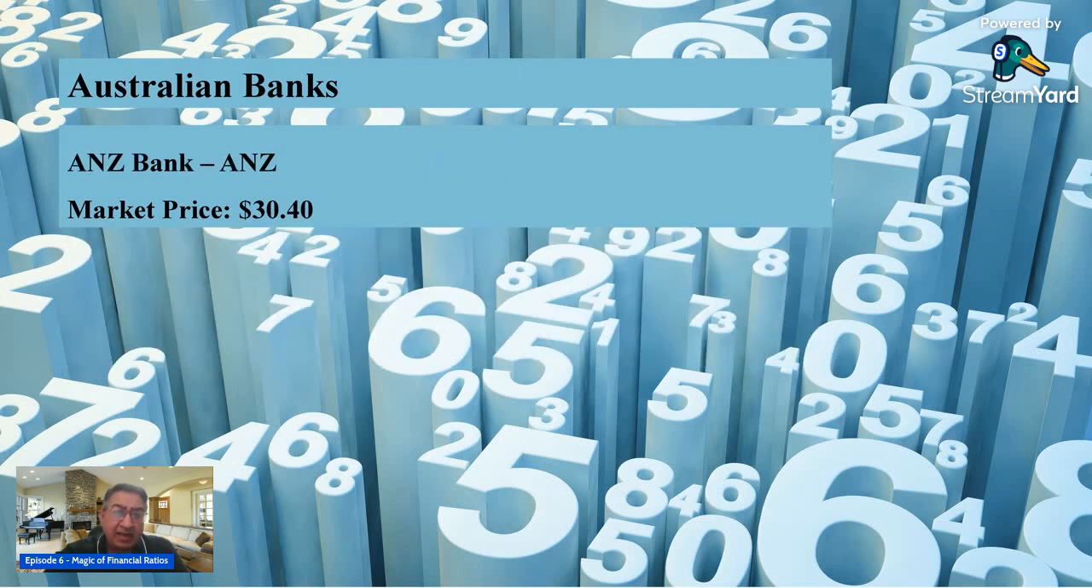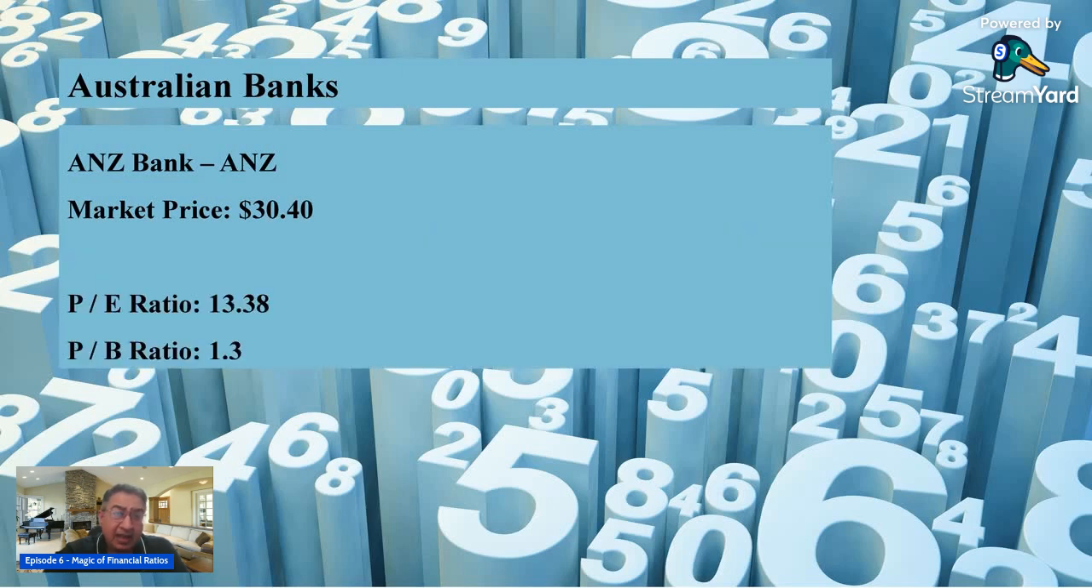The next bank we have is ANZ Bank, and at the time of recording has a market price of $30.4. And using this price, we determine the PE ratio and the PB ratio. The PE ratio is 13.38 and PB ratio of 1.3, which is comparatively better than CBA.